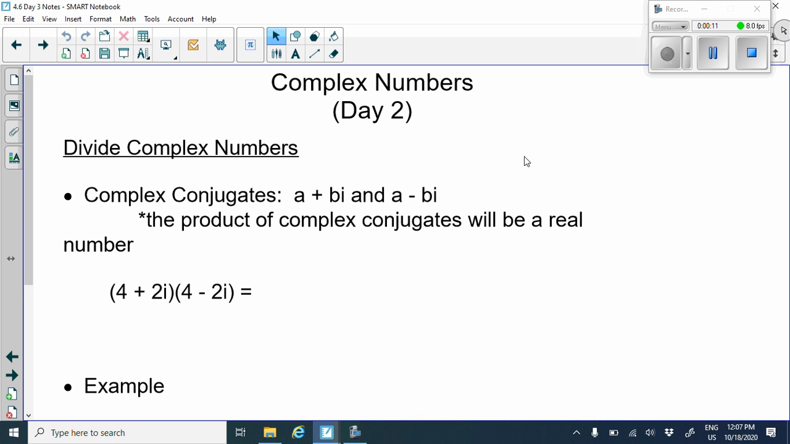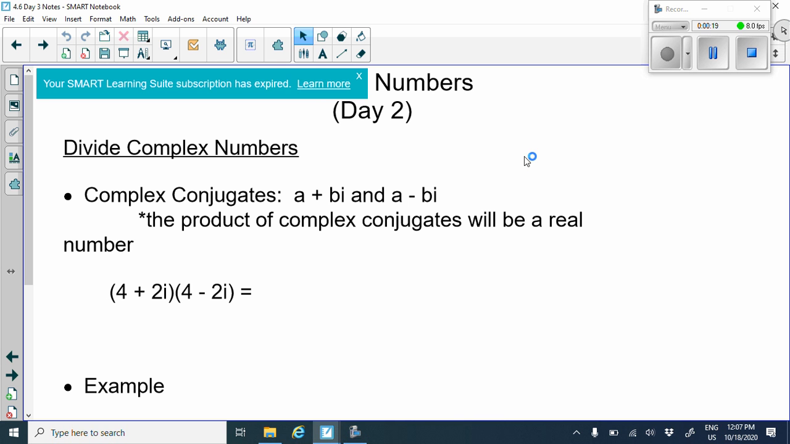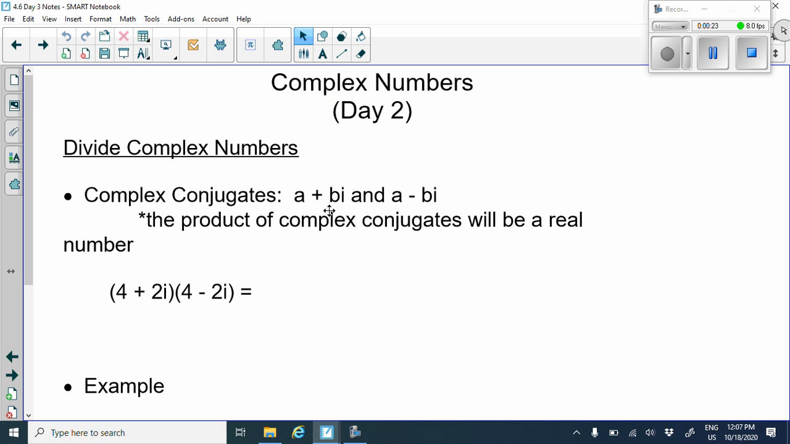Okay, so let's talk about dividing. We've already talked about adding, subtracting, and multiplying. So the last thing we can do with complex numbers is, of course, dividing. Complex conjugates: basically, we have a plus bi and a minus bi, meaning the signs in between our a and bi are opposites. And the product of these complex conjugates will be a real number.